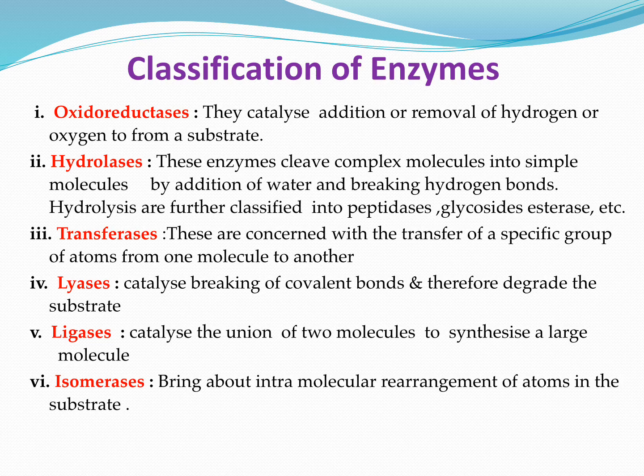Third one is the transferases. These are concerned with the transfer of a specific group of atoms from one molecule to another. Fourth one is the lyases. They catalyze breaking of covalent bonds and therefore degrade the substrate. Next one is the ligases. Ligases are the enzymes which catalyze the union of two molecules to synthesize a larger molecule. The last one is the isomerases. Isomerases are the enzymes which bring about intramolecular rearrangement of atoms in the substrate.